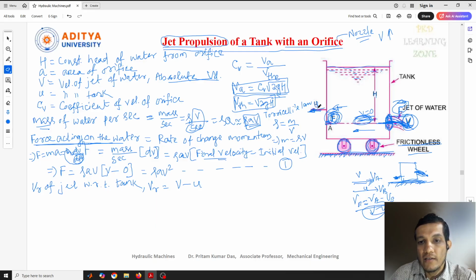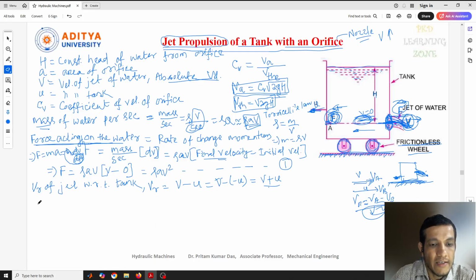But here U, the velocity of the tank, is moving in the reverse direction. Our jet is moving in one direction and the tank in the reverse direction, which is opposite, so we write V plus U. So when the tank is moving, the velocity of the jet with which the fluid comes out is V plus U.